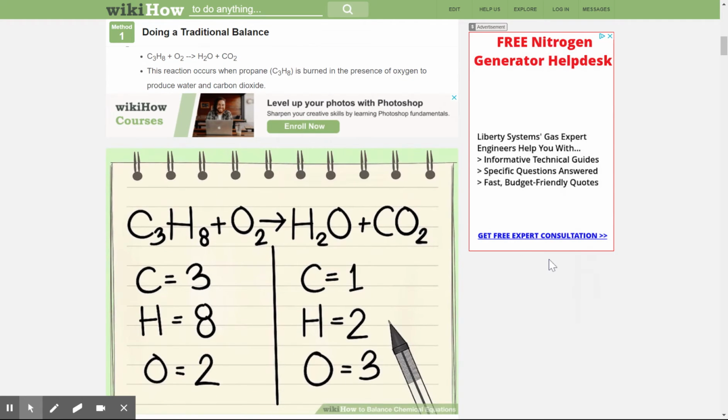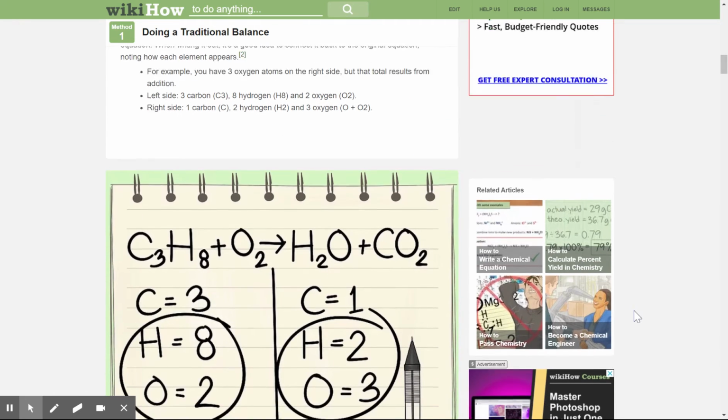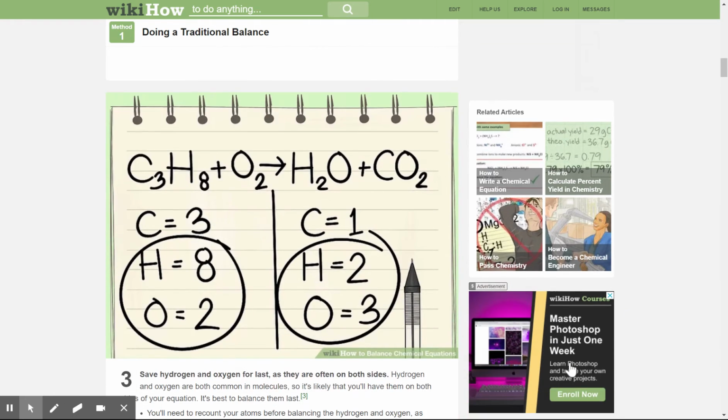So make sure to balance it. We want the same amount of each atom on both the left and right side. So let's just write down, we have 3 carbon on this side and 1 carbon on that side. And essentially, you just have to try back and forth to see how you're going to balance this by just putting numbers in front of the molecules itself.